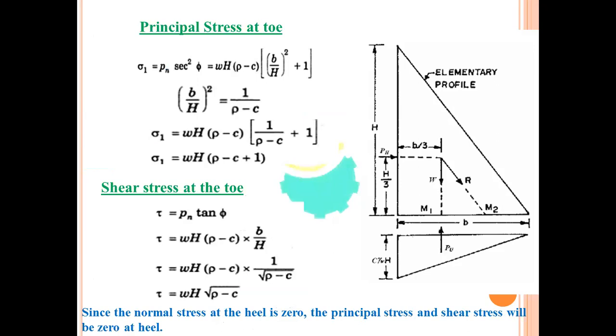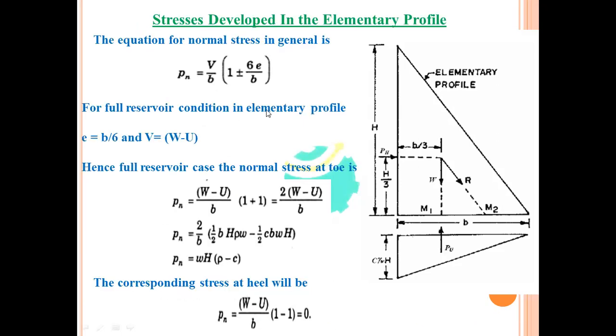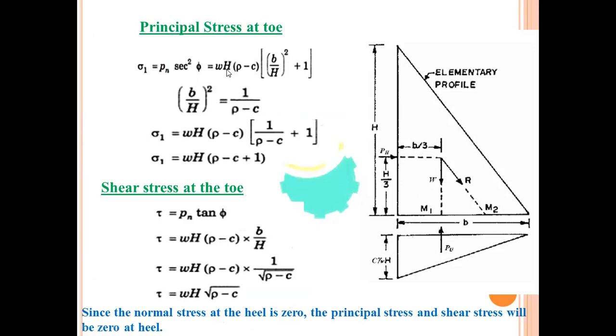Similarly, principal stress, sigma 1 equal to Pn secant square phi. What is the Pn we get? Pn equal to WH rho minus C. So, WH rho minus C into B by H whole square plus 1 in this secant formula. So, B by H whole square equal to 1 by rho minus C. Substituting in sigma 1, what will we get? WH into rho minus C plus 1. This is the principal stress at toe.